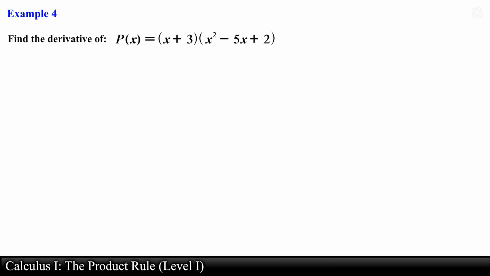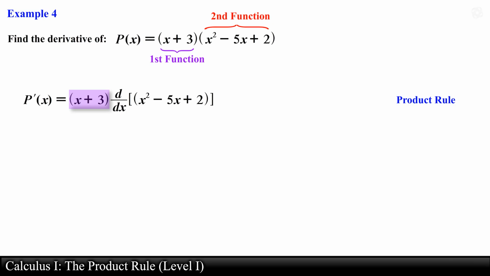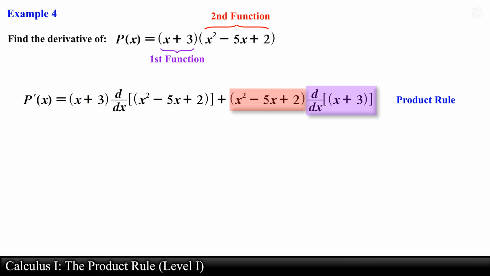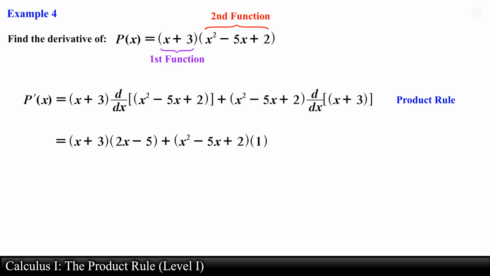We can actually find the derivative of this function by using the product rule. Let's go ahead and assign the binomial as our f of x and the trinomial as our g of x. Next, we go ahead and apply the product rule. So we take the first function and multiply it by the derivative of the second function, and add the second function times the derivative of the first function.